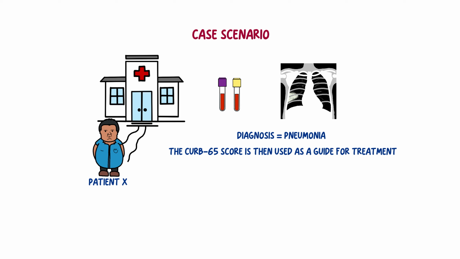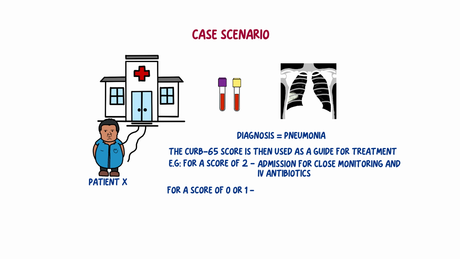most appropriate treatment plan. For instance, if patient X has a CURB-65 score of 2, the doctor may admit the patient to the hospital for close monitoring and intravenous antibiotics. However, if the score is 0 or 1, patient X might be sent home with a prescription for oral antibiotics and advised to return if their condition doesn't improve.